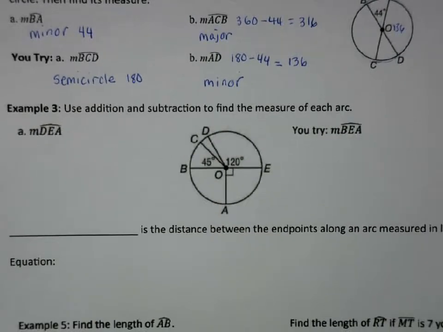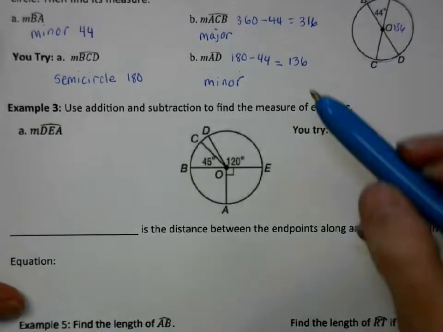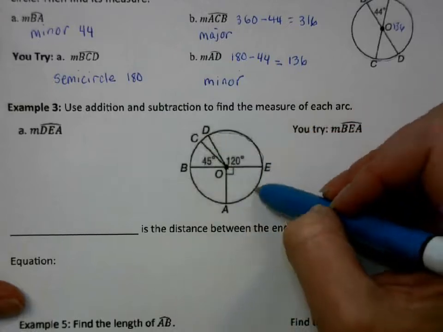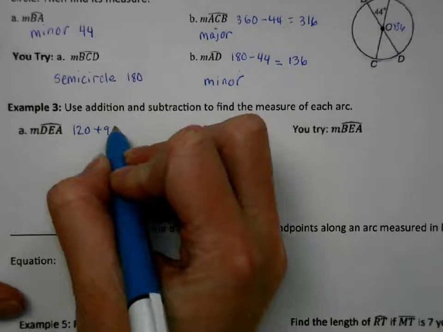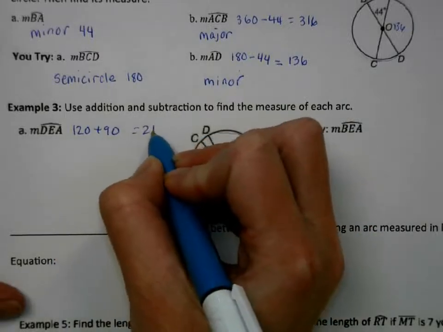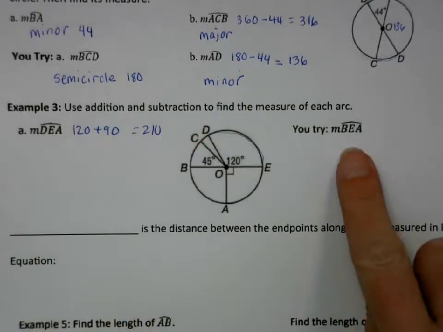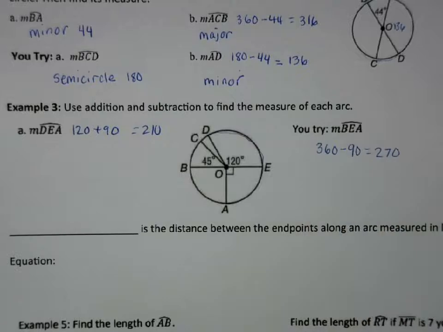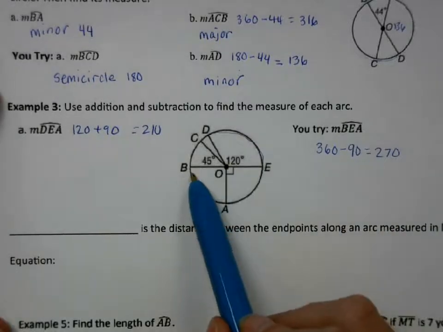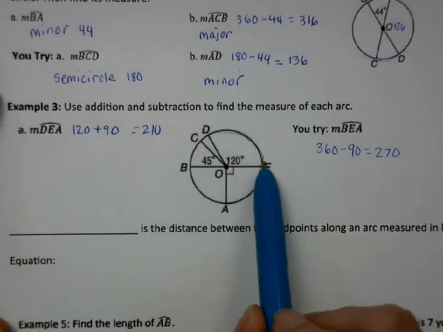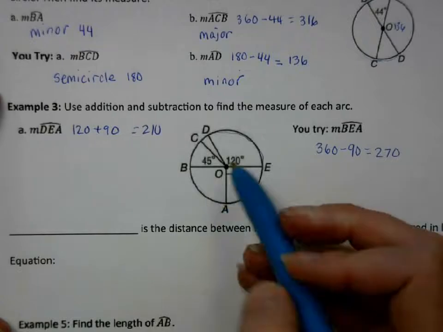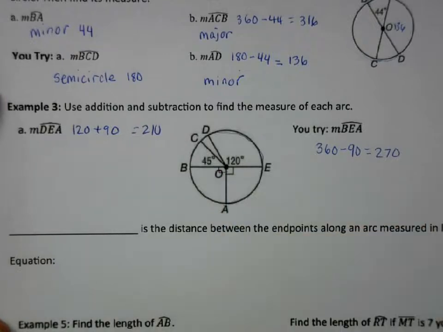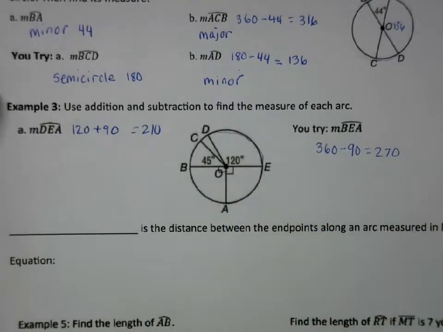Okay, use addition and subtraction to find the measure of the arc. So we want DEA. That's going to be 120 plus 90, which is 210. So you try finding this one. For this one, BEA is going to be this thing here. If this is 90, this is 90. So to find it, we do 360 minus 90, which is 270.